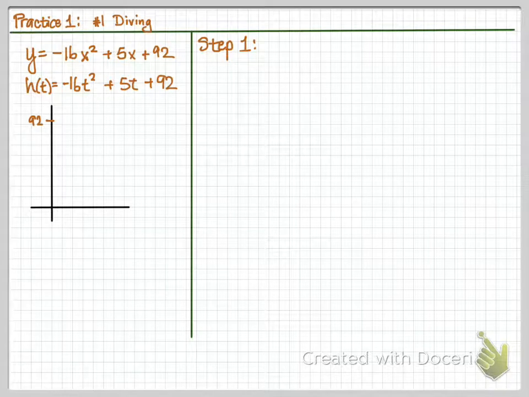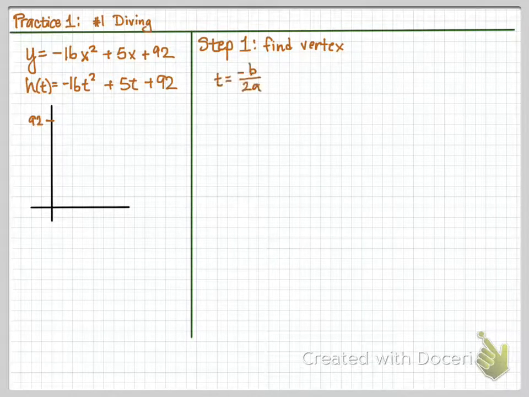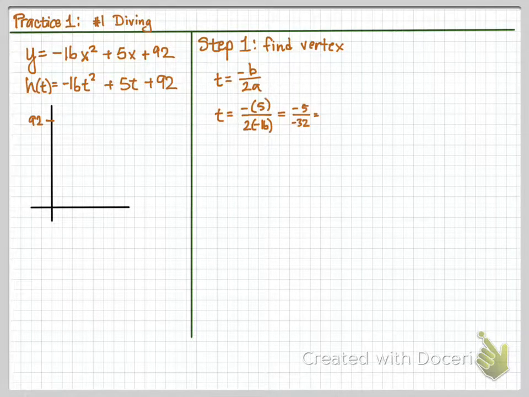Alright, step 1 is to find the vertex. We find the vertex by using negative b over 2a. In this case, instead of x or h, we use t, because we're supposed to find time. So we plug in our 5, our 2, and our negative 16. We get that to be negative 5 over negative 32, which is 0.16 seconds. So it takes 0.16 seconds to hit the highest point on our path.